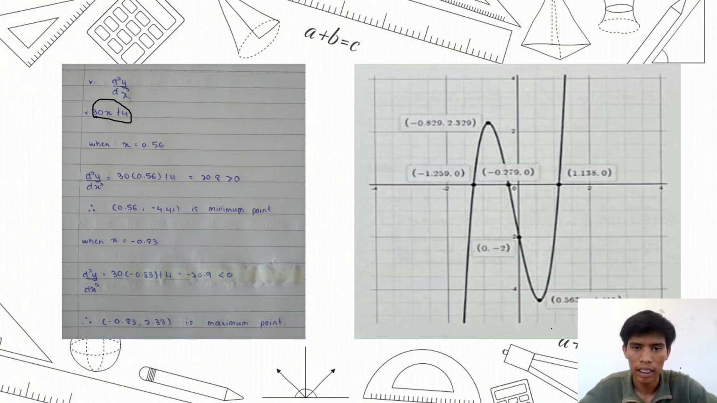Alright. Let's move to the next question. The last question, question number 6. Sketch the graph of the curve. If you can see this graph, with the coordinates we got, we just put them on the graph like this. Alright.